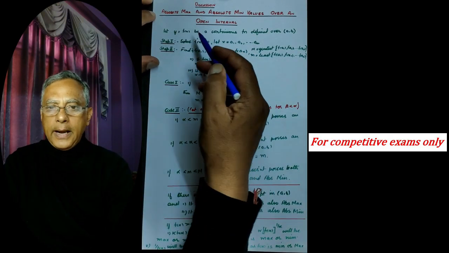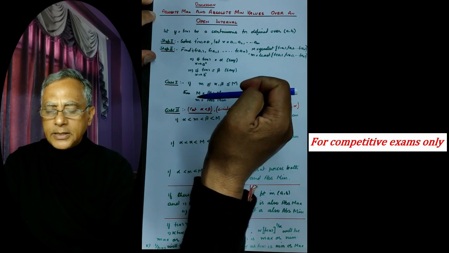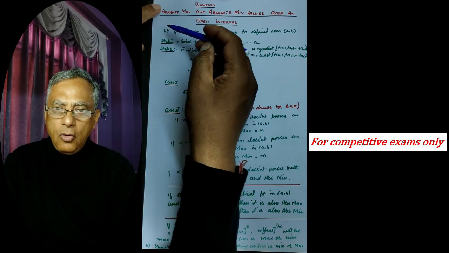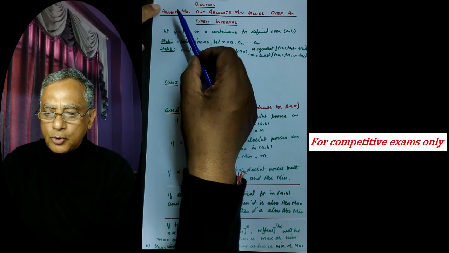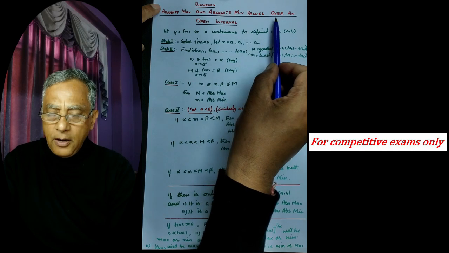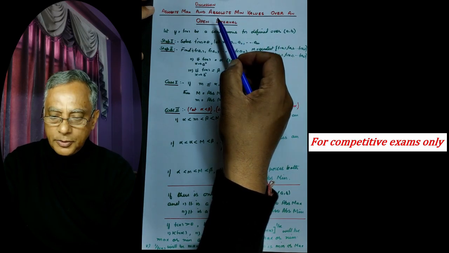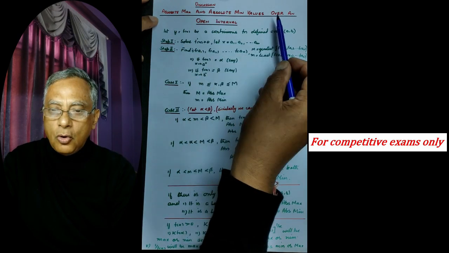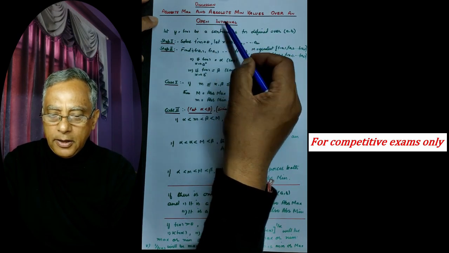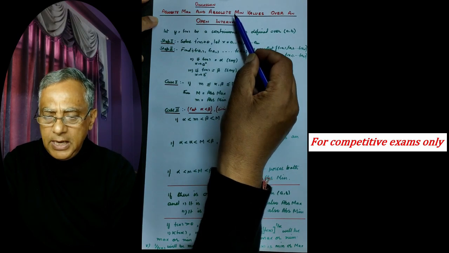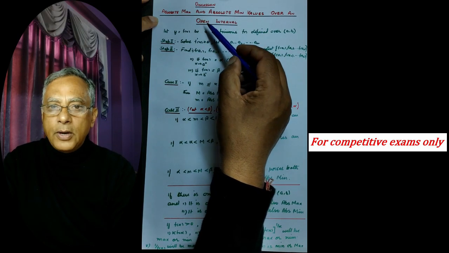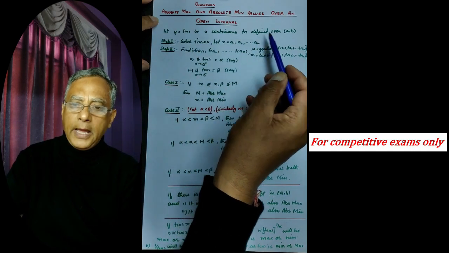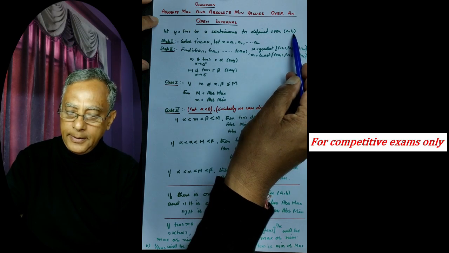Now before ending this topic, I would like to discuss a few more things. First is how can we find absolute maximum and absolute minimum value over an open interval. Just now we discussed how to find absolute maximum and absolute minimum value over a closed interval. Now we will discuss how to find these values over an open interval. Let y = f(x) be a continuous function defined over an open interval (a, b).